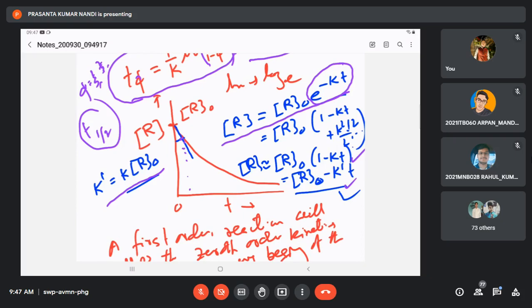So what we see is that within a very small time limit, at the very beginning of the reaction, a reaction which eventually follows first order kinetics can follow a zeroth order. Is it clear? Or if you have any questions, please clarify.